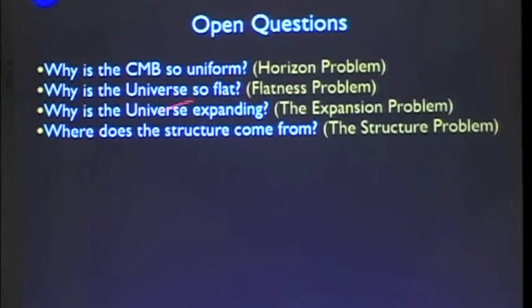And then, of course, why is the universe expanding? I kind of biased my talk towards the expanding universe, but the Lemaitre and Friedmann equations don't care. The universe could also be contracting. And then, of course, where does the structure that we know has to be there come from? The anisotropy that we know has to be there to form the structure, where did that come from?